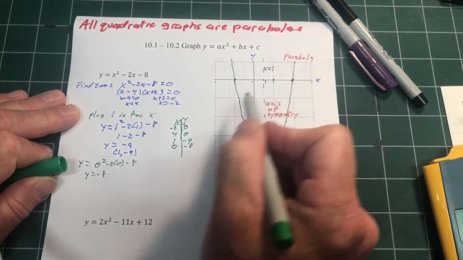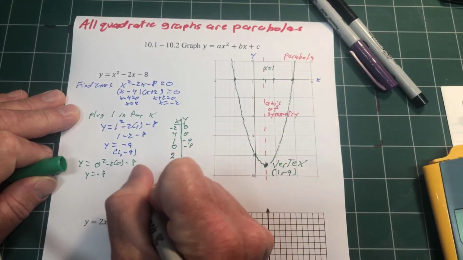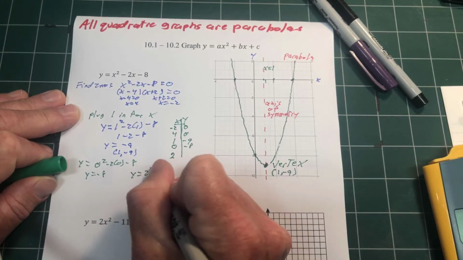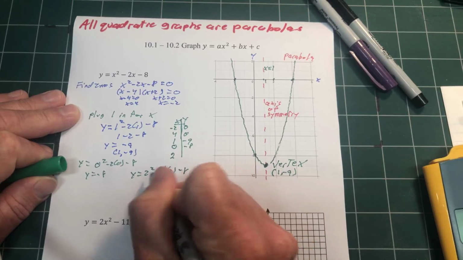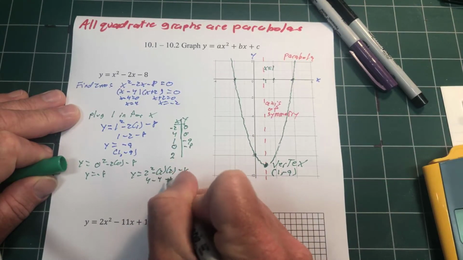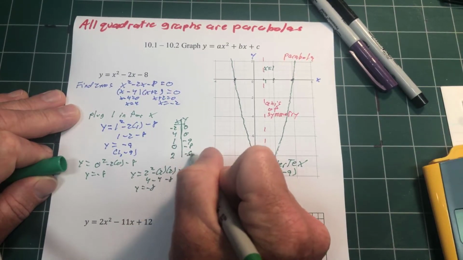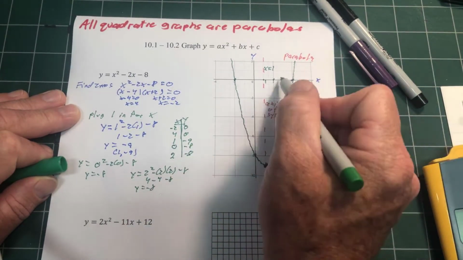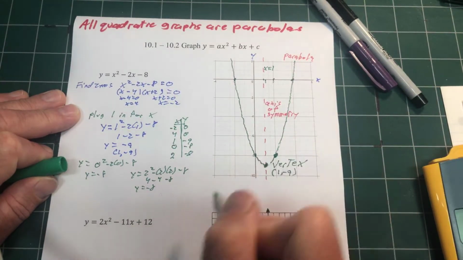y equals 2 squared minus 2 times 2 minus 8. 4 minus 4 minus 8. When x is 2, y is negative 8 again. I get a double. 2, negative 8, right there. These are on my graph as well. The shape is always a parabola. The more points you put in, the better your shape is going to get.